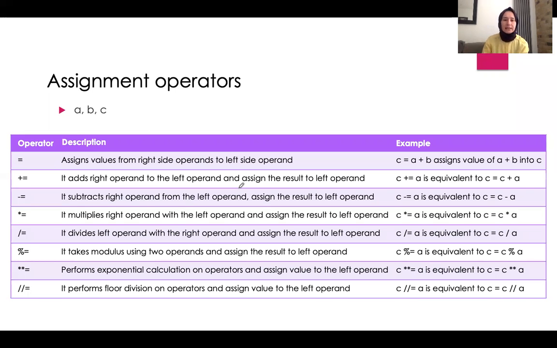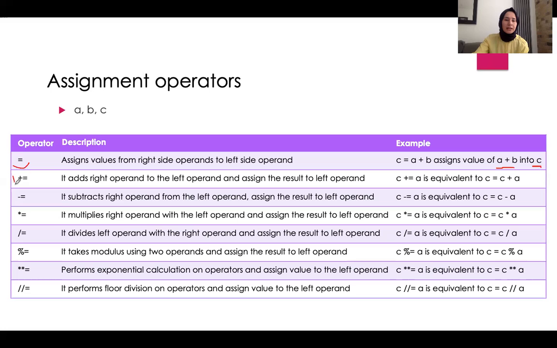So let's look at assignment operators. Basically, guys, we use those operators to assign values from one side to another. First of all, we have the equal operator, and this assigns the value from the right side operand to the left side operand. So for example, c equals a plus b assigns the value of a plus b into c.